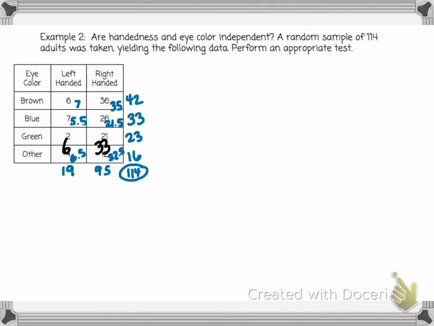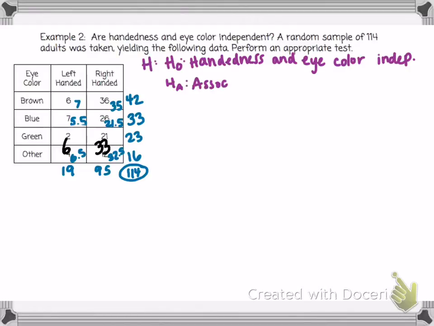And that gave me my expected values of 6.5 and 32.5. Now those are all greater than 5, so that puts me in a good spot. When I'm testing for independence of those two different traits, my null hypothesis is that handedness and eye color are independent of each other. That would be boring. My alternative hypothesis is that there is an association between handedness and eye color.